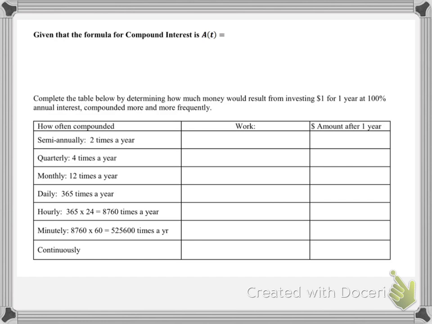So in the compound interest formula, we have a few things that affect it. So P is the principal, which is the initial balance. So the initial amount that's borrowed or invested. And then T is going to be the time in years. It's always in years.